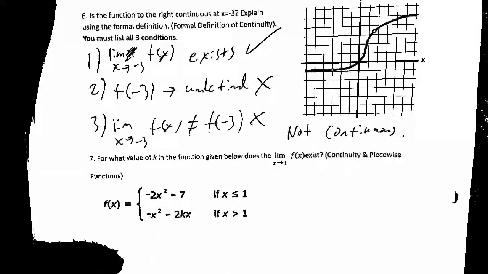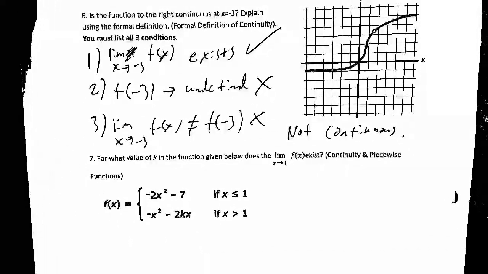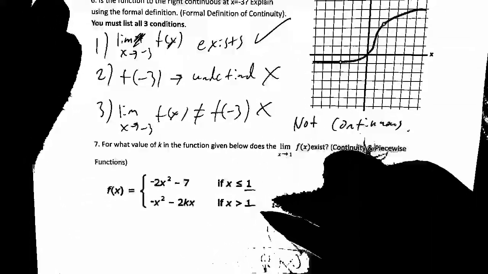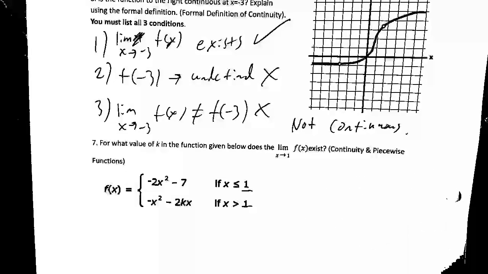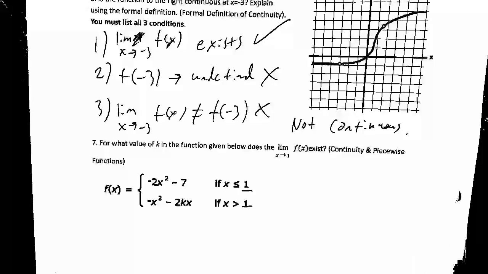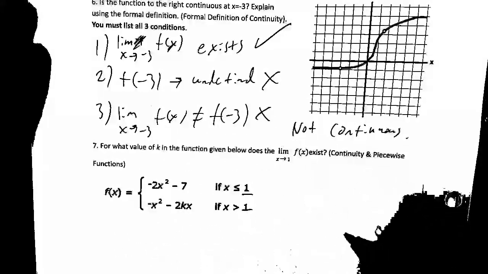Okay. For what value k in the function given below does the limit as x approaches 1 exist? So remember, the limit exists at a value if the limit from the left equals the limit from the right. So we are going to set both of these equal to each other at 1. Let's do that.